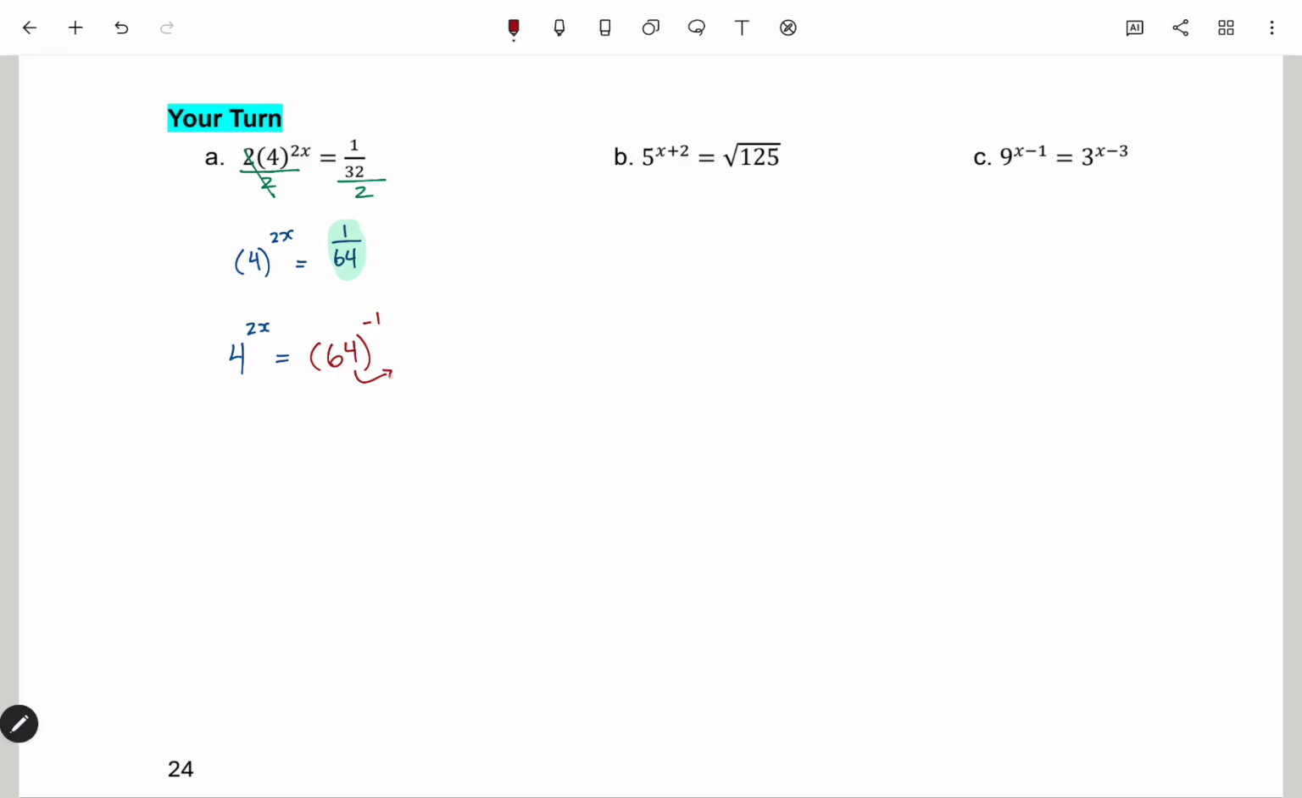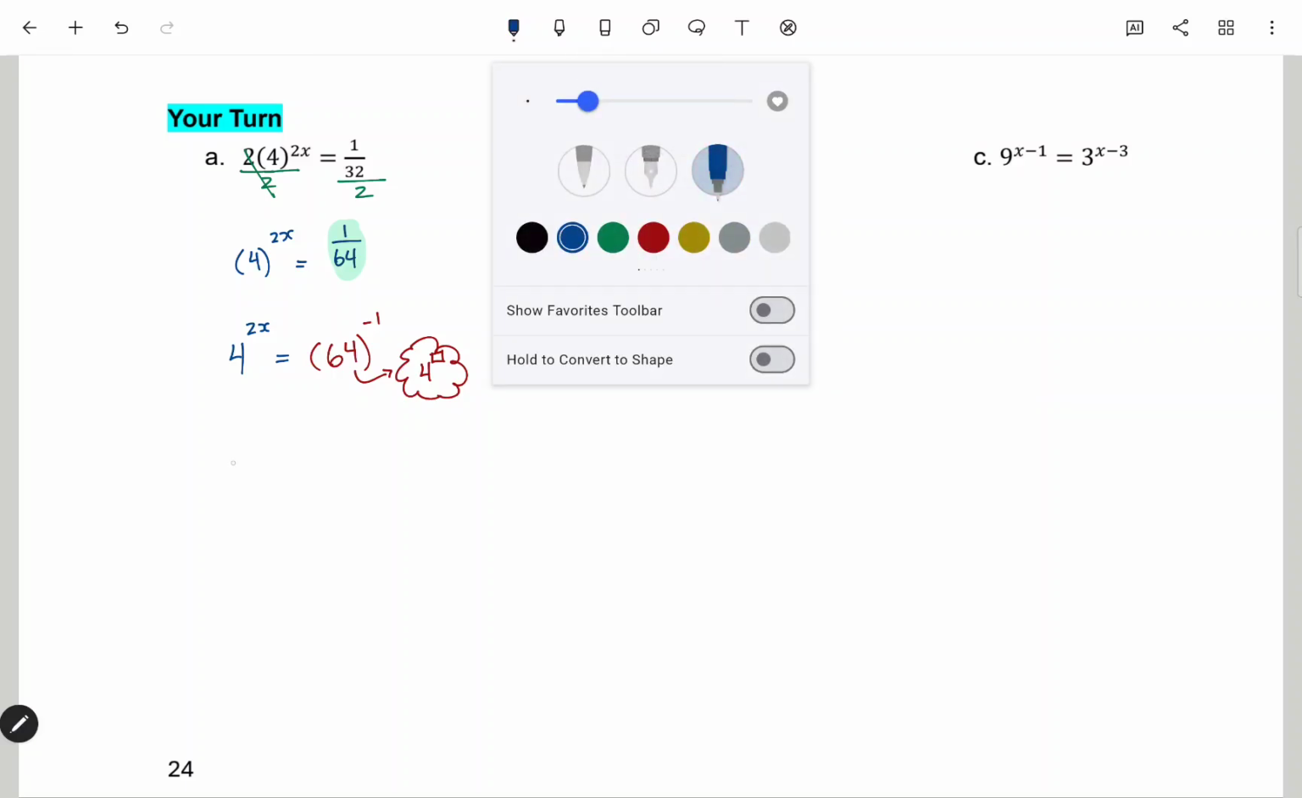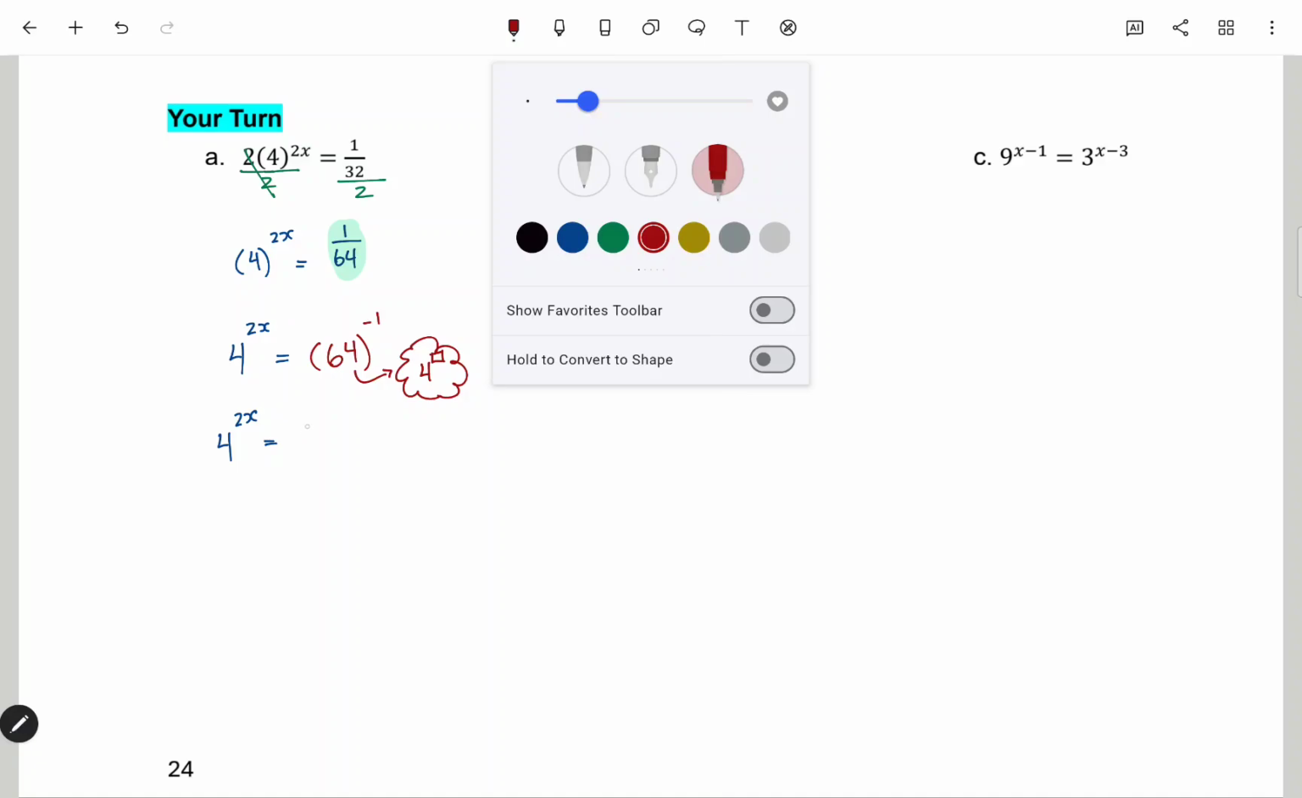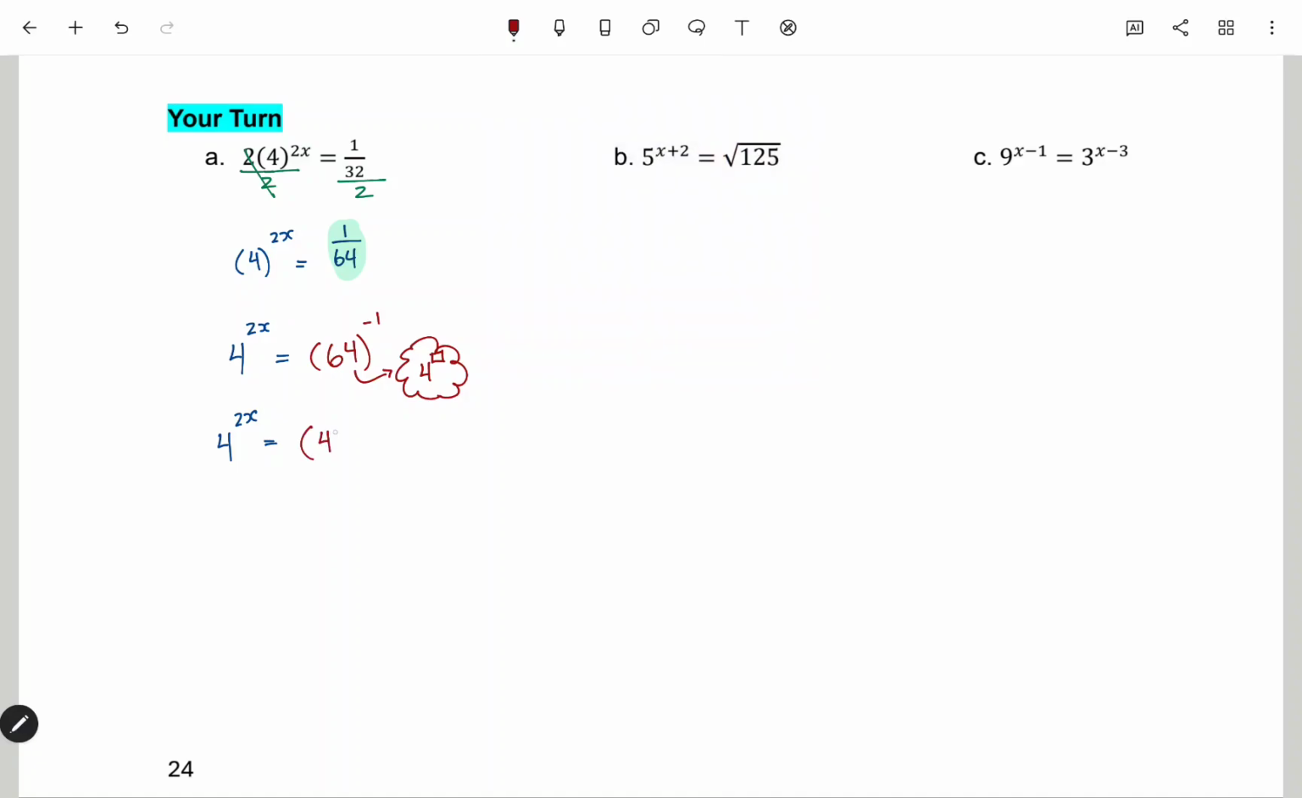All right, so now we have to figure out how can I rewrite 64 as 4 to the power of something? Well, 4 times 4 is 16, and 16 times 4 is 64. So I can rewrite this as 4 to the power of 2x equals, we know that 64 can be written as 4 cubed to the -1. Again, all I changed was rewriting that 64 as 4 to the power of 3.